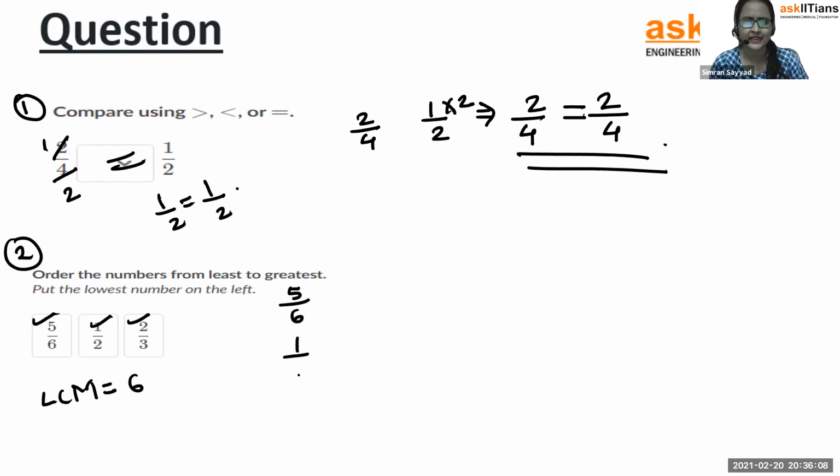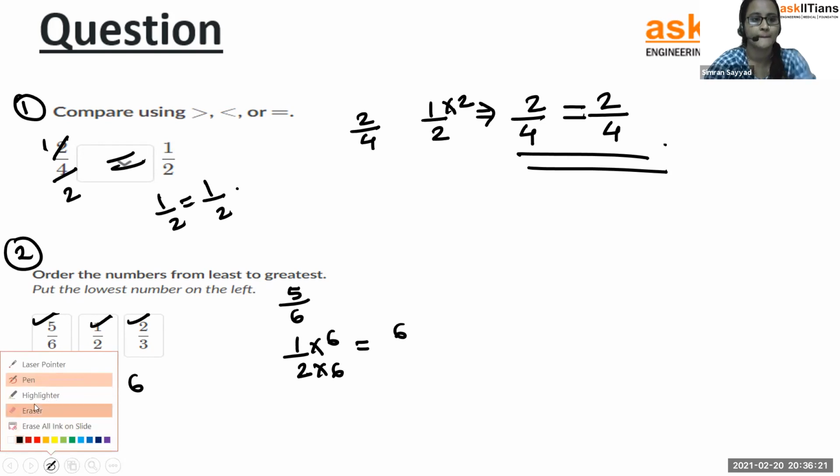The second term is 1 by 2, which multiplied by 3 becomes 3 by 6. Sorry, what is the term here? You have to convert it for 6.